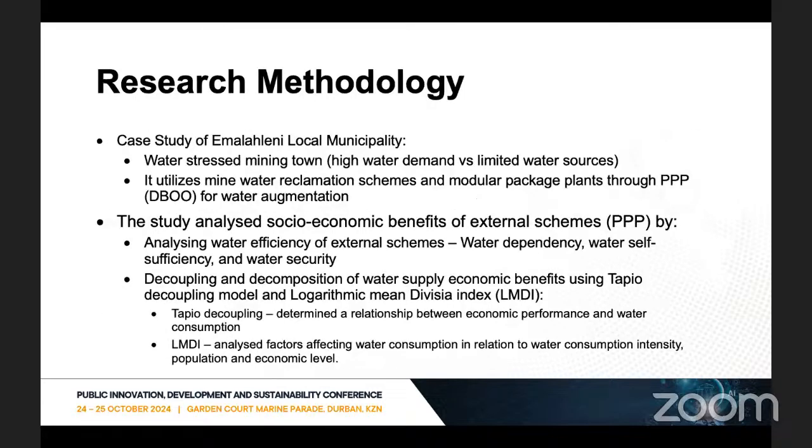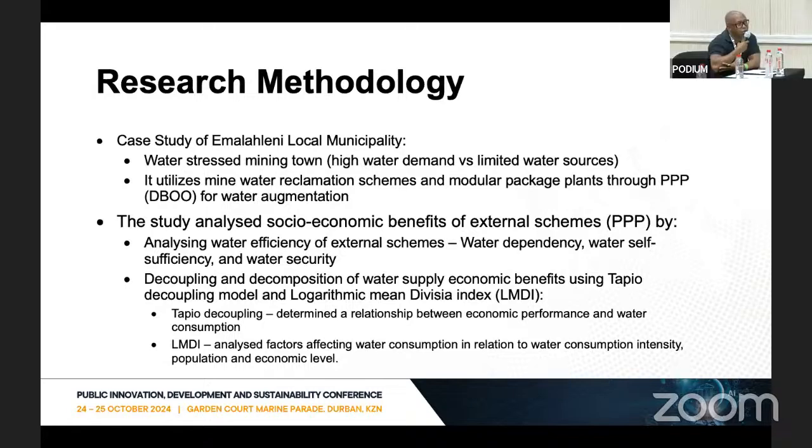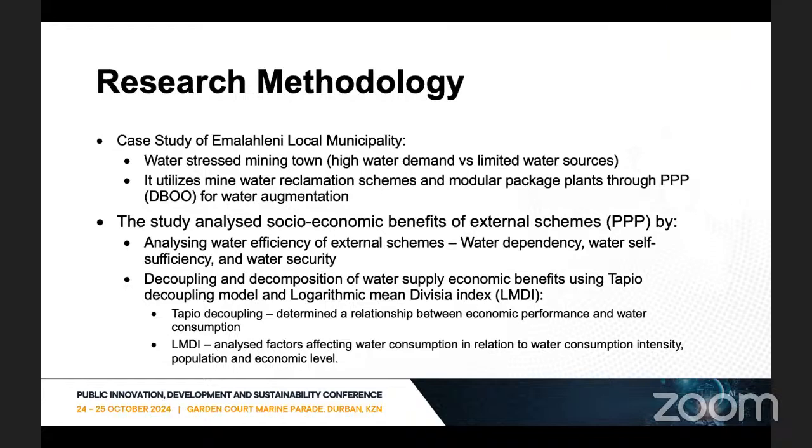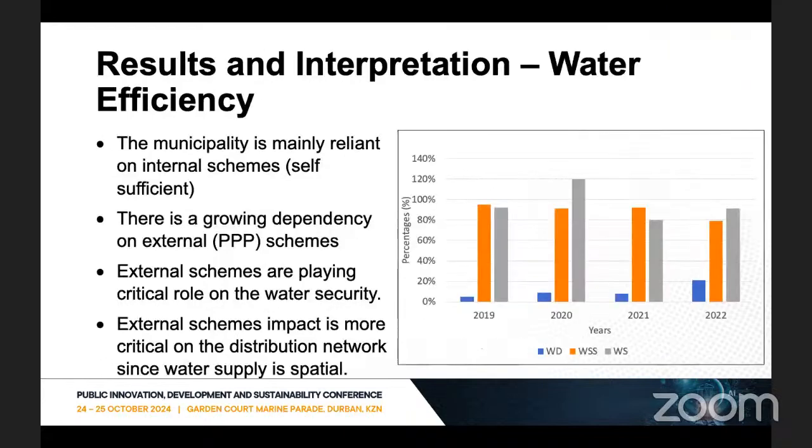The research methodology, as I said, is based on... Dr. Mhlongo, we are running out of time. If you can just skip your methodology, just summarize your results, and then we can conclude. Okay, no, it's fine.